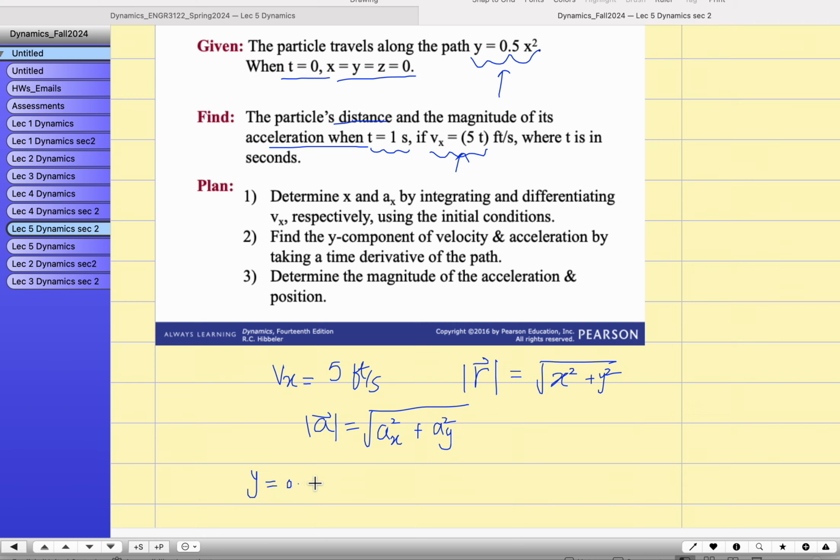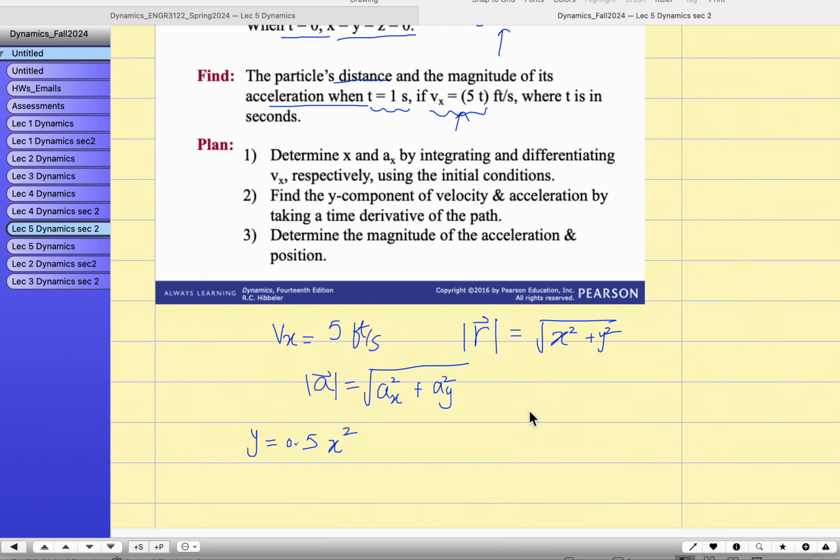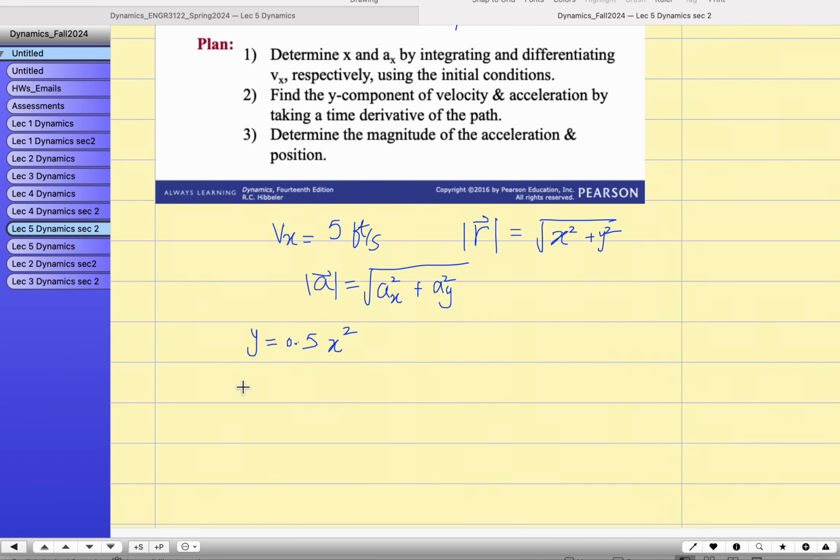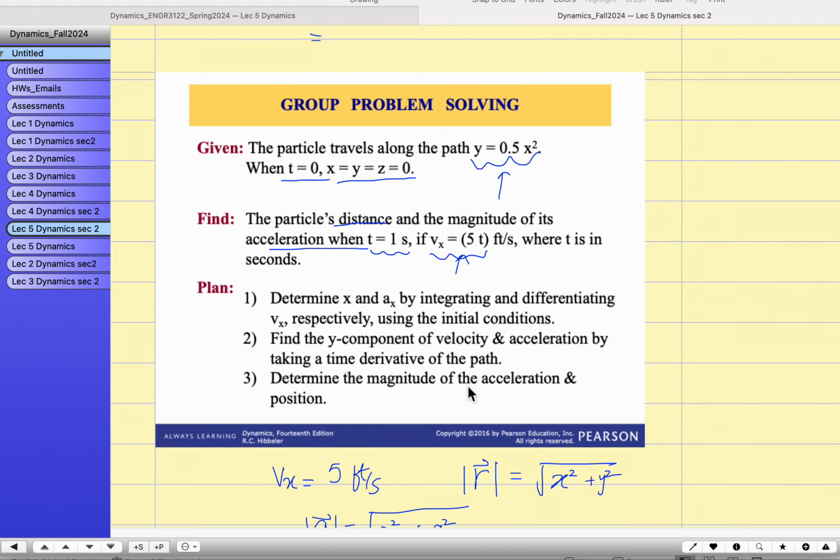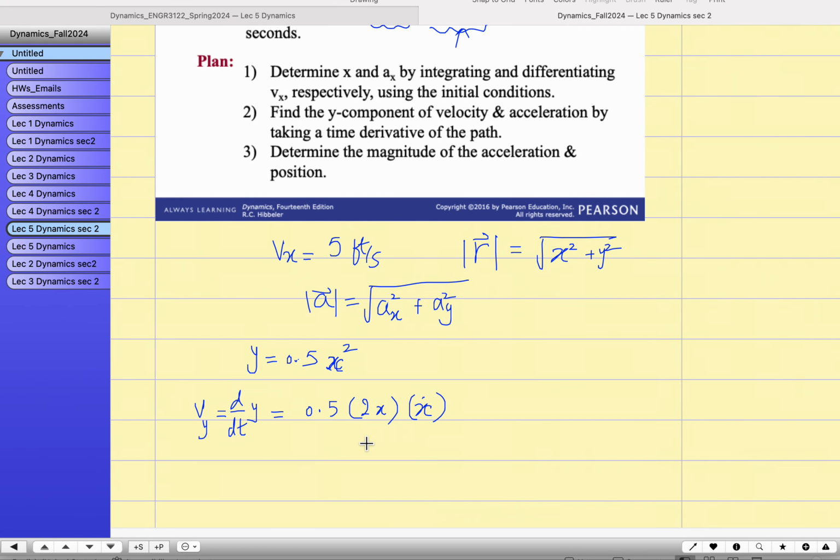y equals 0.5 x square, and if you take the time derivative for this path, you will get the velocity: 0.5 times 2x times x dot, because we have to do the chain rule. Since x is a time dependent variable, we have to include the x dot. So this is x times x dot.